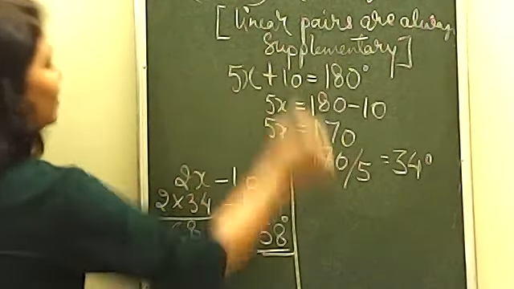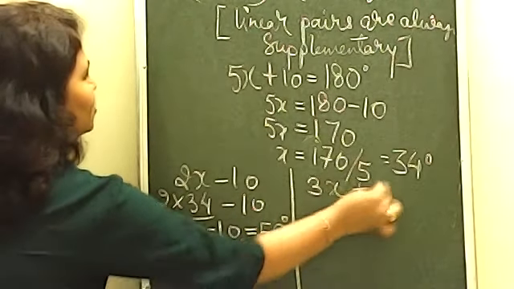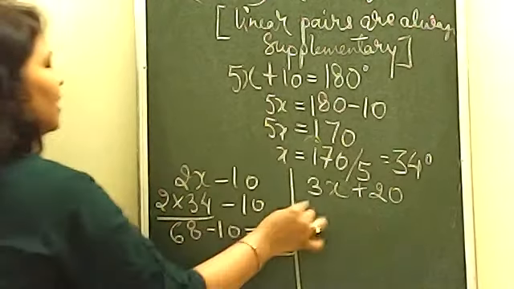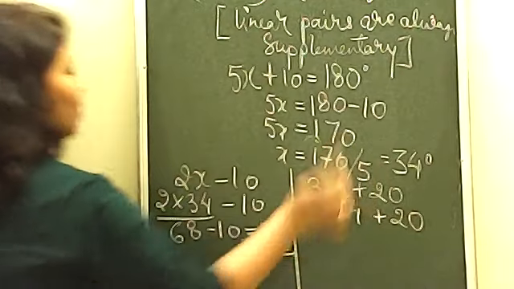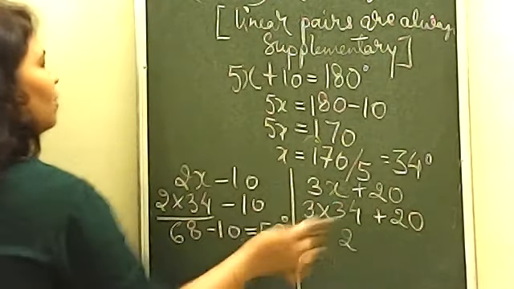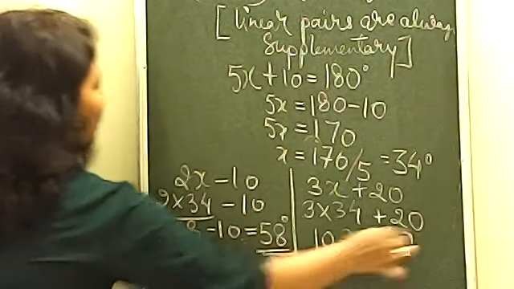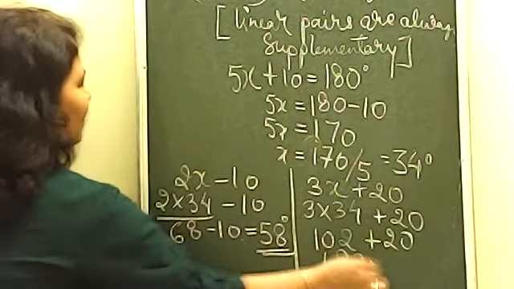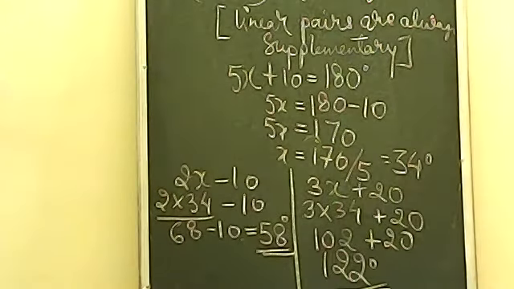Now let's see another angle. Another angle is 3x plus 20. So 3x plus 20 means 3 into 34 plus 20. Now let's solve it. 4 3s are 12, carry 1, 3 3s are 9, plus 1 is 10. 102 plus 20, which you solve, will give you 122 degrees. Now let's see, 122 plus 58 added together will give you 180 only. This is the proper solution of this question.